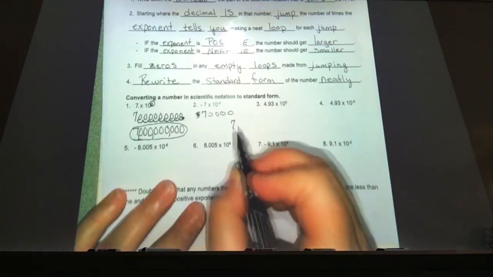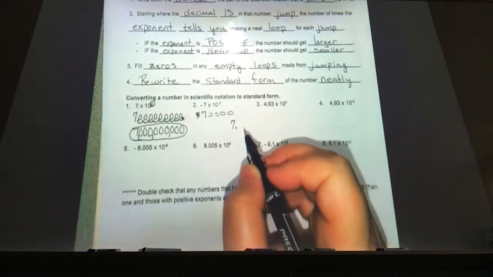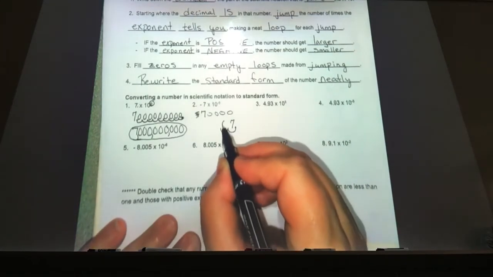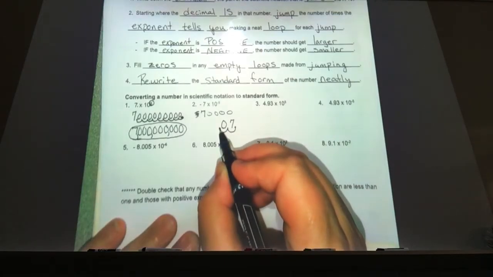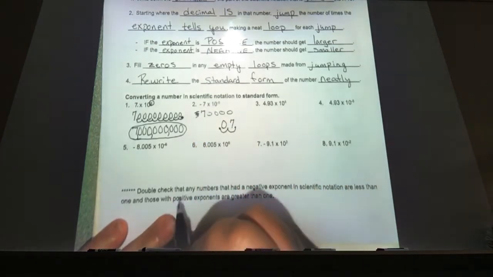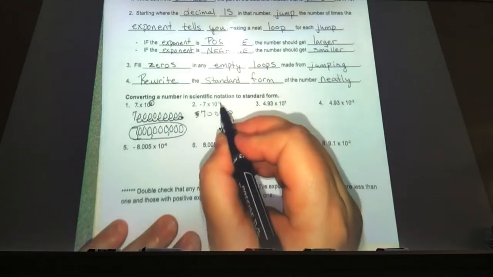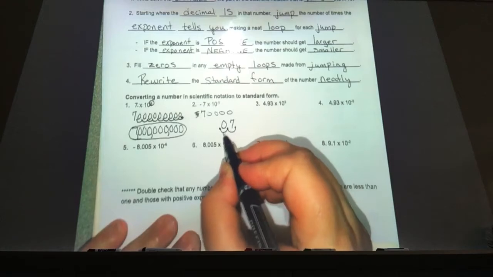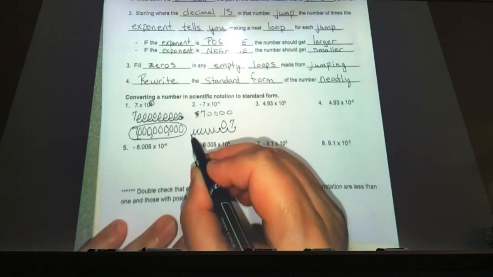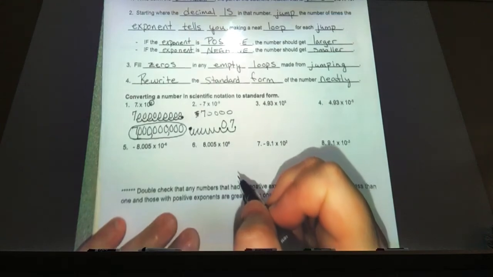But what if I took, here's my 7, and what if I made the jumps go this way? So I put a 0 here, and now my decimal point's here. Ooh, that got smaller, didn't it? Because 0.07 is smaller than 7, correct? So how many jumps do we need to make in a negative direction? 9. So there's 1, 2, 3, 4, 5, 6, 7, 8, 9. Here's my new decimal. Don't forget to do that part.